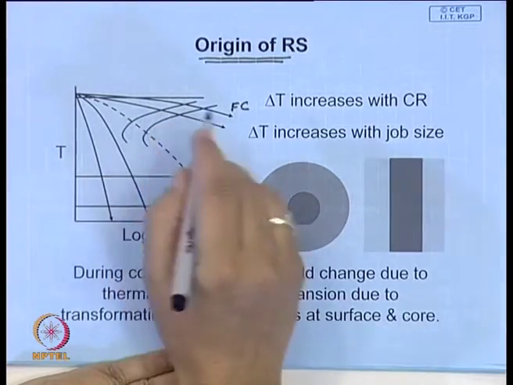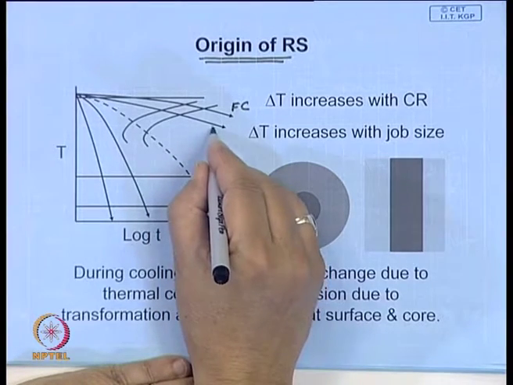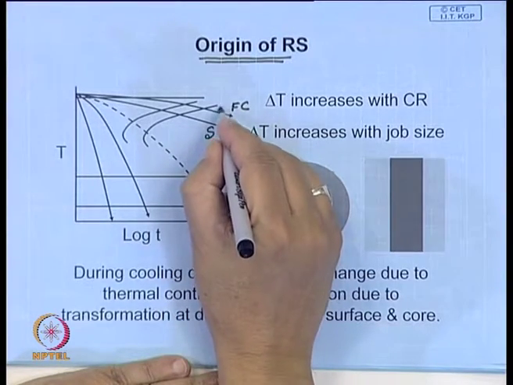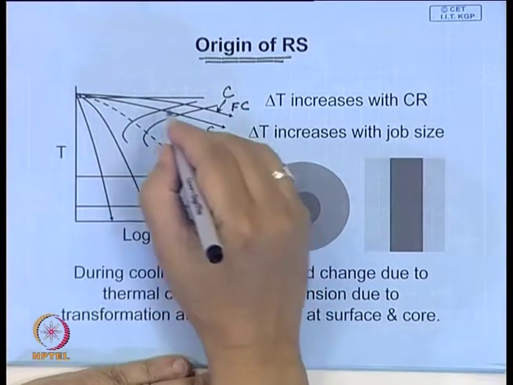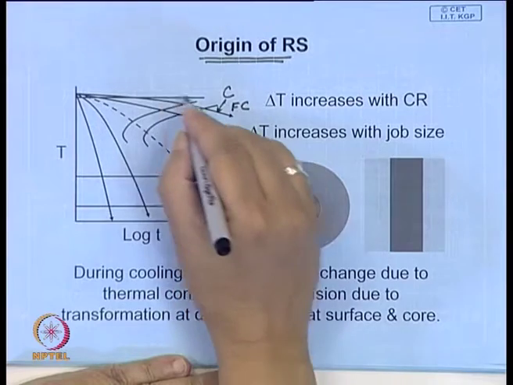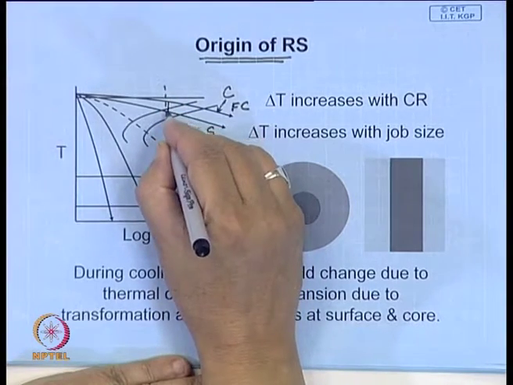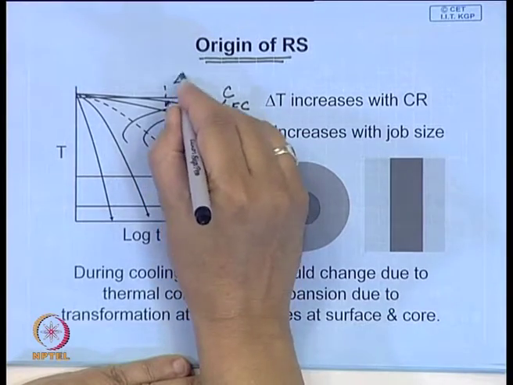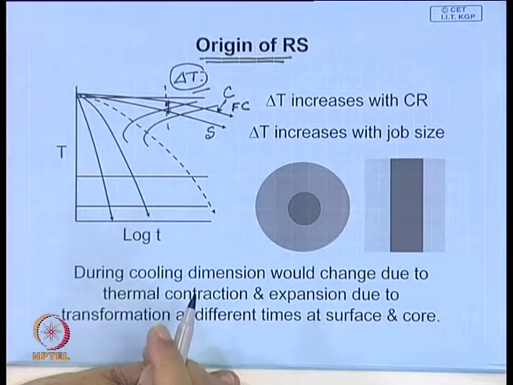At the surface the cooling rate will be faster. So, this is the surface cooling rate, this is the center cooling rate at the core. So, here at any instant, this magnitude, this delta T, in furnace cooling is very small.